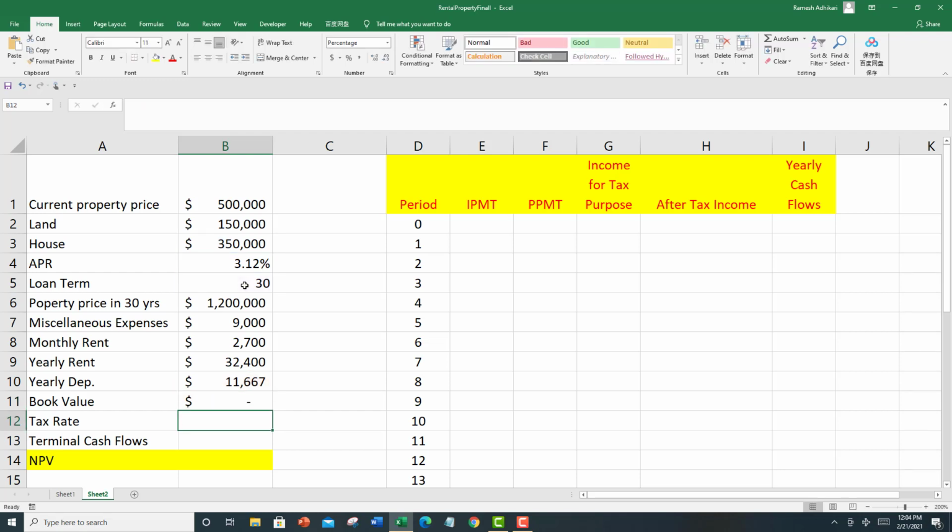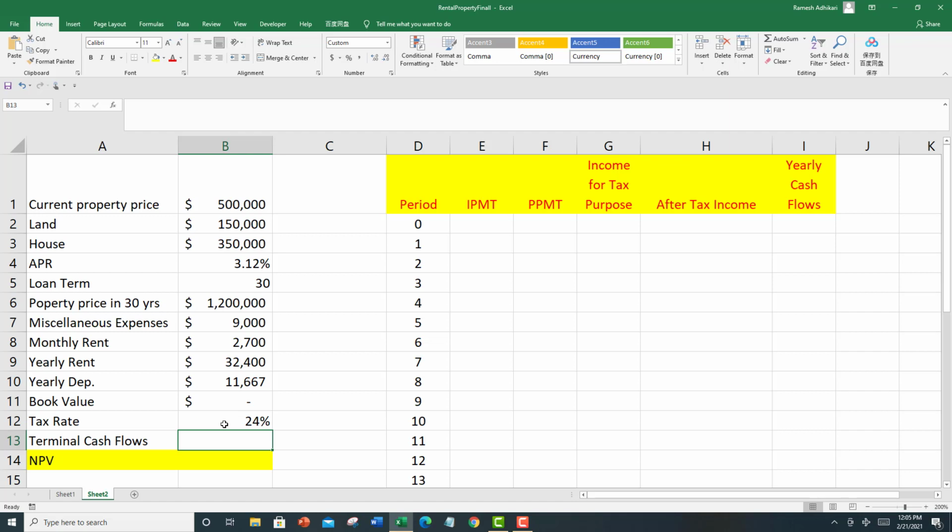But if you just want to sell that house in 15 years, then this is going to be a little bit different, not 0, right? So play with that, and the tax rate is 24%. And once you have a tax rate, you can compute terminal cash flow. Terminal cash flow means how much cash you are going to get for yourself when you sell your house in 30 years, right? So when you sell the house, you have to pay the tax, right?